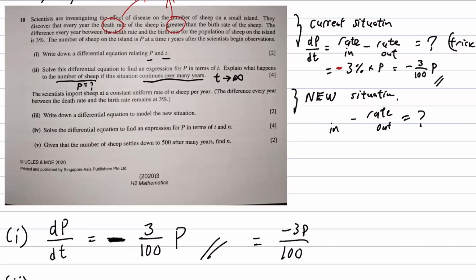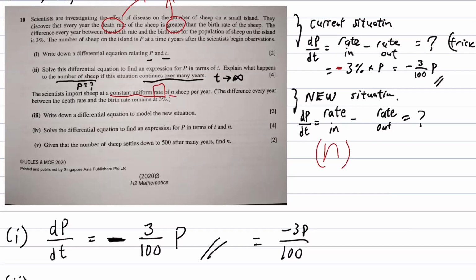Sorry, my handwriting. Let me try again. Rate. Of course, the ratio is still dp by dt. But can you tell me what's the rate in and what's the rate out now? The rate in is n. Very good, because they told you constant uniform rate of n. So n here. Then what's your rate out?